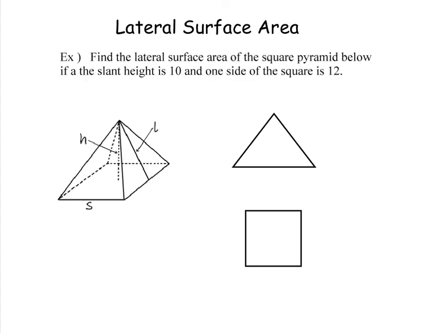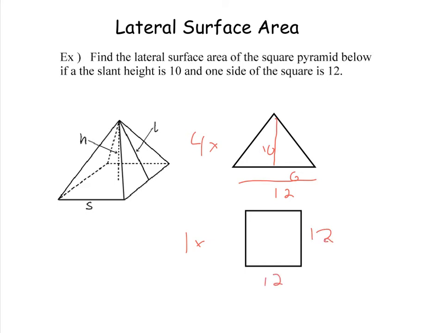So, lateral surface area of a pyramid, think about it this way. We have four lateral faces in this rectangular pyramid, and we have the base. So, we have four of these triangles, and we have one base. Okay? Find the lateral surface area of a square pyramid below if the slant height is 10. So the height of our triangle is 10, and one side of the square is 12. So this length is 12, which means, of course, half of that is 6. And this, of course, is easy, 12 by 12.